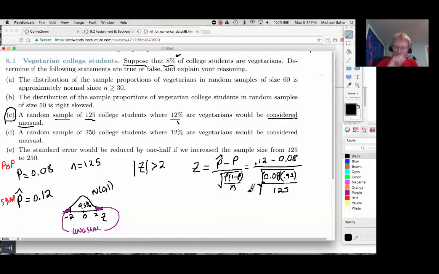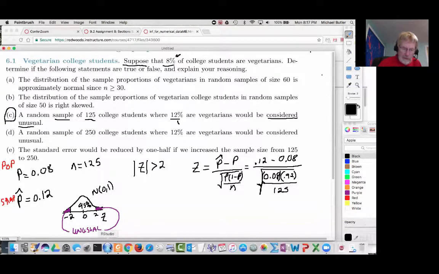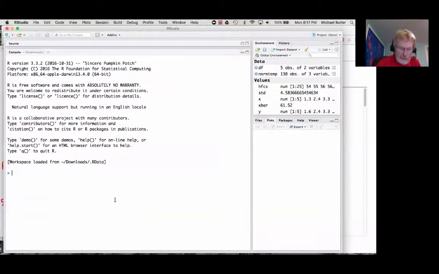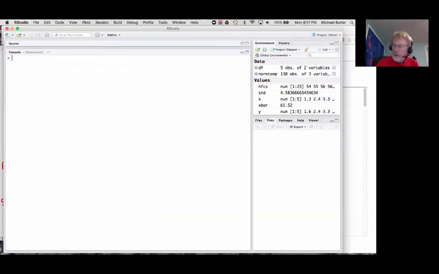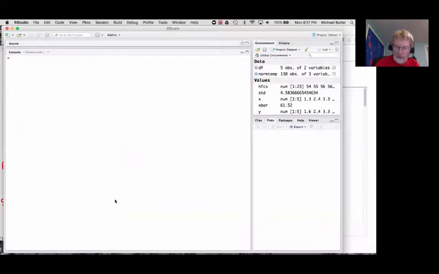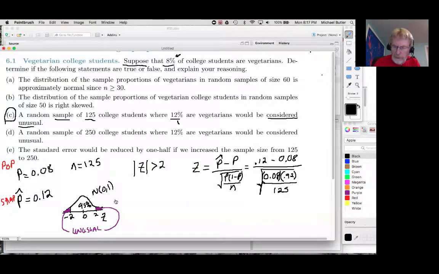Okay. So what we need to do now is go plug all that crazy arithmetic into RStudio so we can see what we get. So I'm just going to go ahead and do it in the console. I just need to do the arithmetic someplace. You can even do it on your calculator if you wanted to, but let's go ahead and do it here. So to get the numerator, I'll have to have parentheses. So that's going to be 0.12 minus 0.08.